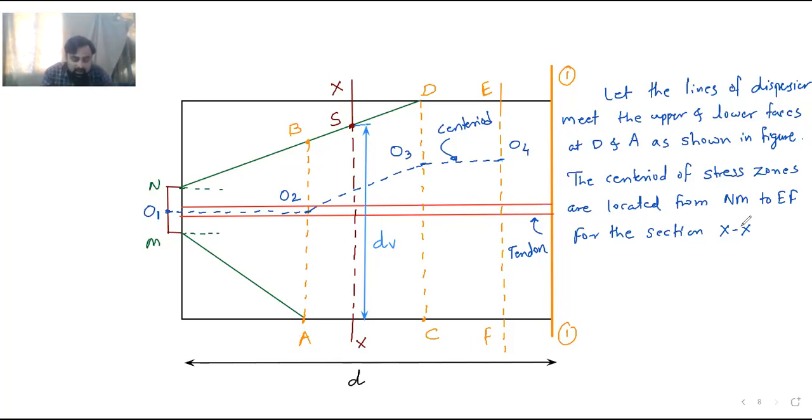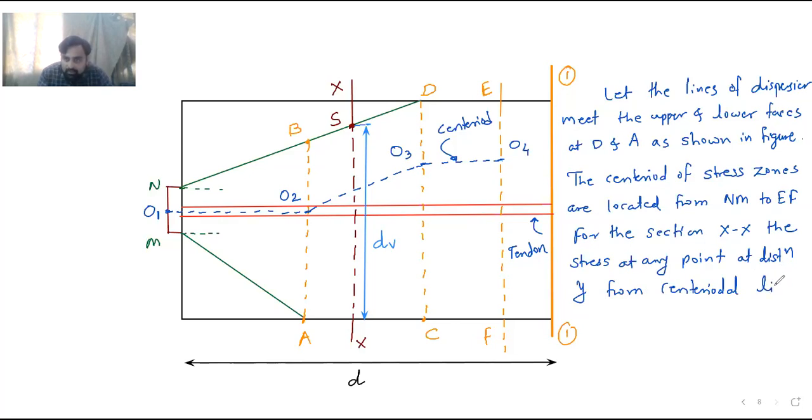So here for the section XX, the stress at any point at a distance y from centroidal line is given by, now the formula is there.